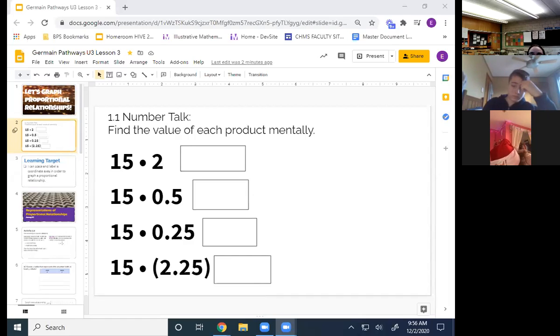And let's get started. So right now, for yourself, I would love you to take 1 minute to find the value of each product mentally. So you're working without using a calculator, and you are going to be calculating the product of each one of these multiplication problems. You're taking 1 minute right now, and put those answers in your slideshow, or if you have your textbook, in your textbook.